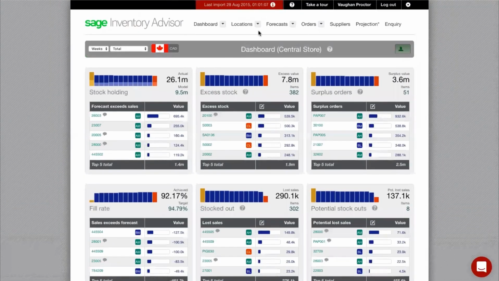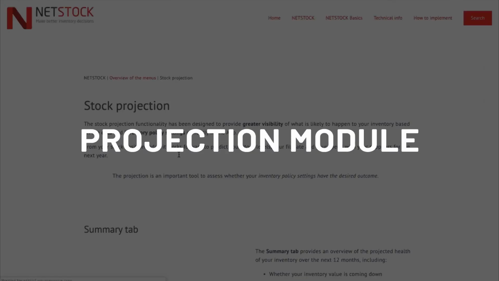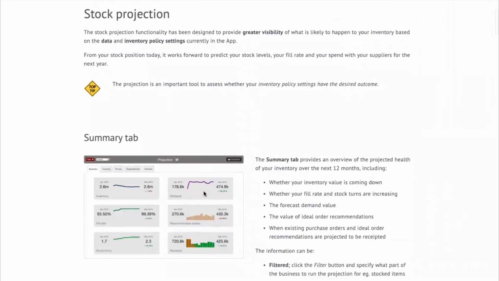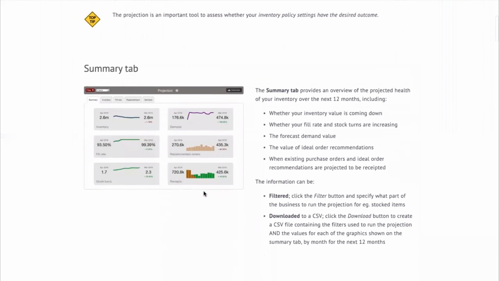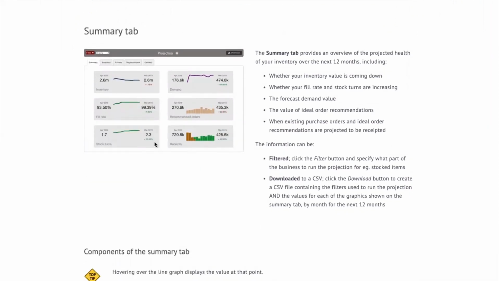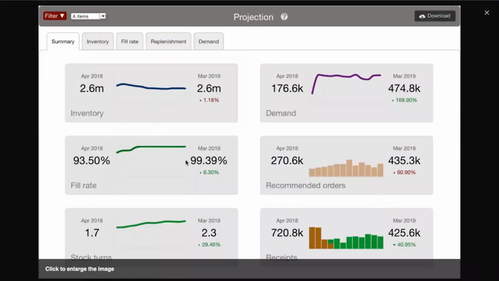Just to touch on a couple of other things, we do have some additional modules that we have added to the application. I just want to see, oh no, this isn't going to open up. It'll give me an explanation of what it is. We have the projection module. So the projection module really takes those forecasts and the projected orders that we've built, and it builds a summary of our stock into the future.